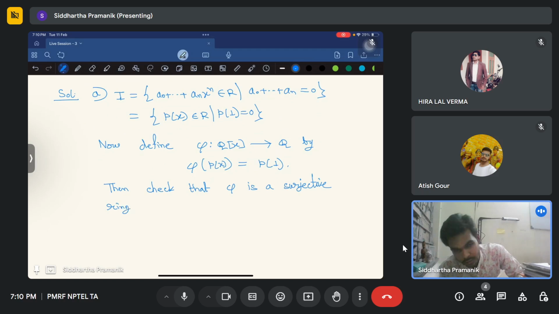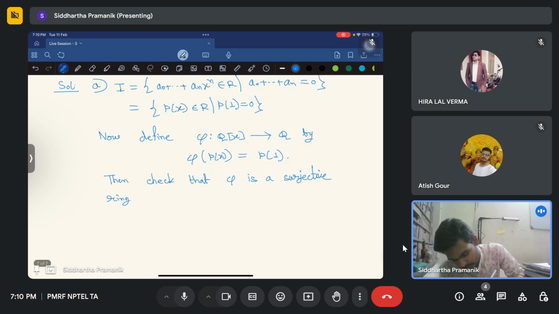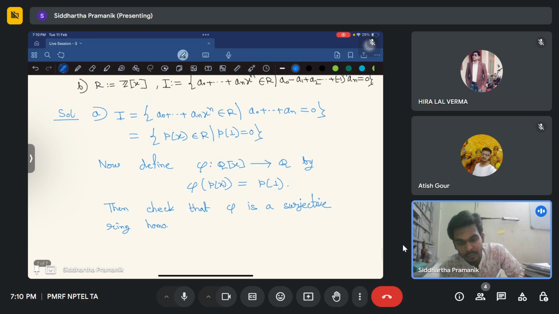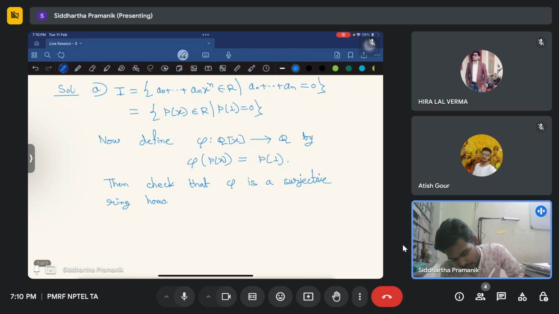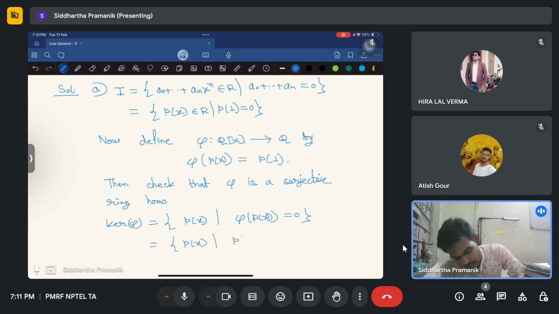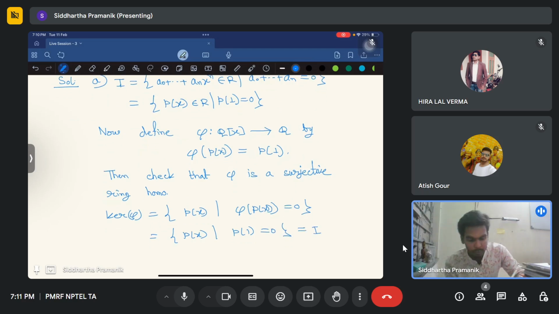This is not difficult, you just do it by the definition. And surjectiveness is also clear because you can take the constant polynomials. So it is a surjective ring homomorphism. And what about the kernel? Kernel is the set of all those polynomials such that phi of p(x) is 0. So that means it is the set of all those polynomials such that p of 1 is 0. And this is exactly your I. Now use the first isomorphism theorem.